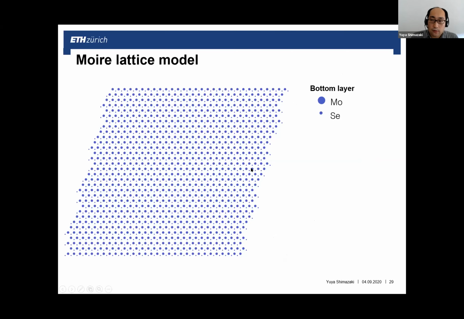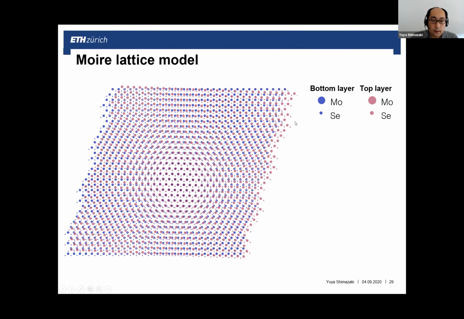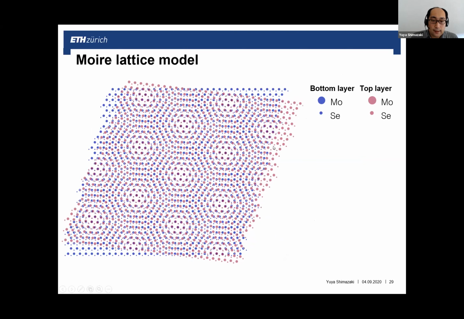So now I'd like to introduce the Moire lattice model in this system. Here I show a schematic image of the TMD. This large dot is the molybdenum atom, and the small dot is the selenium atom of the bottom layer. Now I added the top layer this way. And then if we twist them, we can form the Moire lattice. The area we show with red circles is the area where we have the alignment of the chalcogen on the top layer and the metal on the bottom layer.